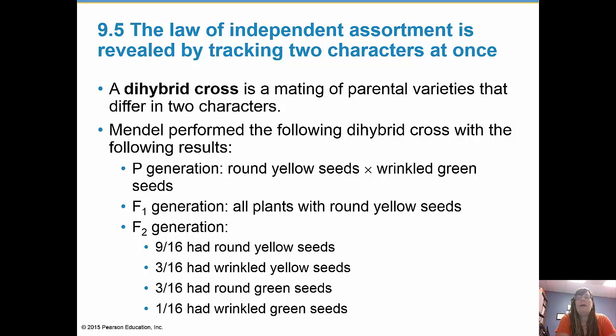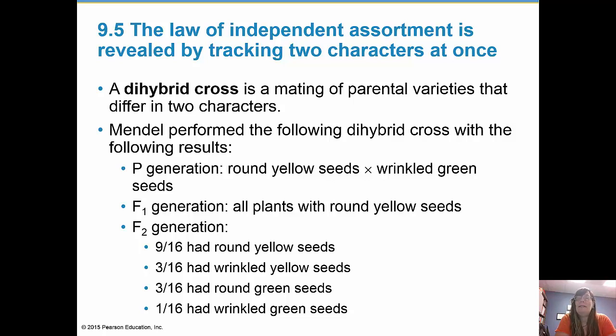So round seeds can only donate that round. Yellow can only donate that yellow. So you'd have a big R and a big Y. Wrinkled can only donate the wrinkle, and green can only donate the green. So you'd have little r, little y. So all of the plants with round yellow seeds in the F1 generation would be big R, little r, big Y, little y. The F2 generation is going to end up producing seeds in a 9 to 3 to 3 to 1 ratio.